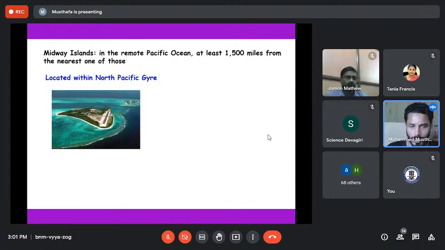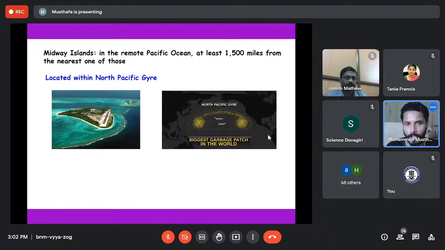Then comes the painful story of Midway Island. Midway Island is a very beautiful island somewhere in the remote Pacific Ocean. But the problem is it is located within what is called the North Pacific Gyre. This area is the North Pacific Gyre, and Midway Island is within that. You can see here.